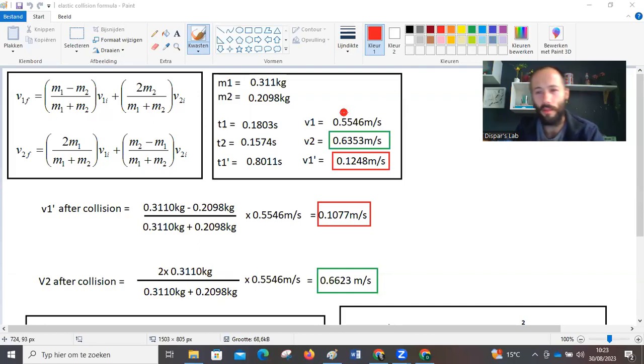Okay, this is going to be the second analysis video in the series of elastic collision analysis videos where I'm going to be using this formula to theoretically predict the velocities after a collision and see whether or not they match the actual experimental results. This time I'm also going to check whether or not momentum and kinetic energy are conserved. I didn't do that in the previous one, so I'm going to do that in this video.